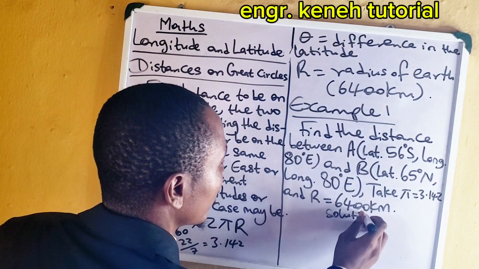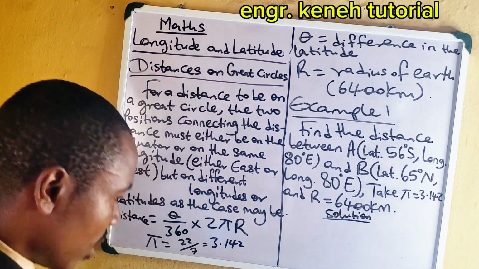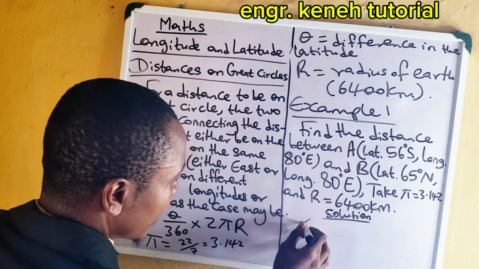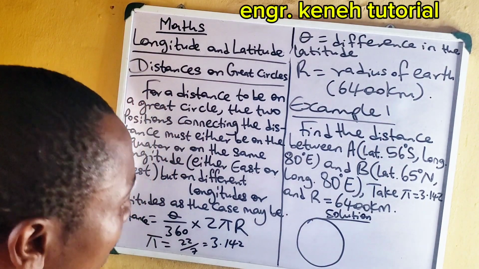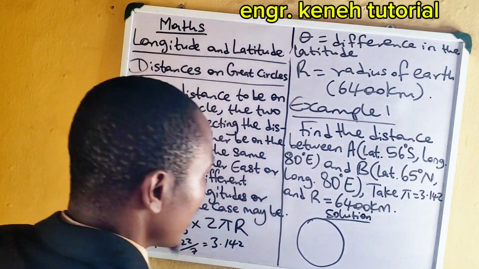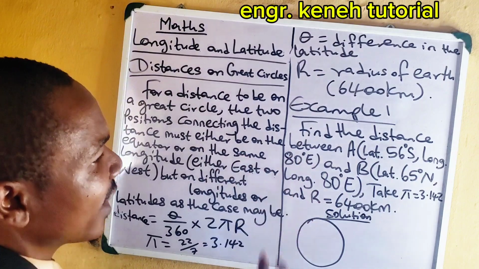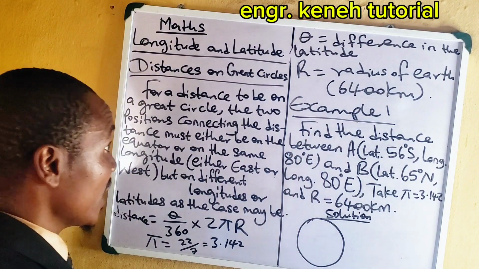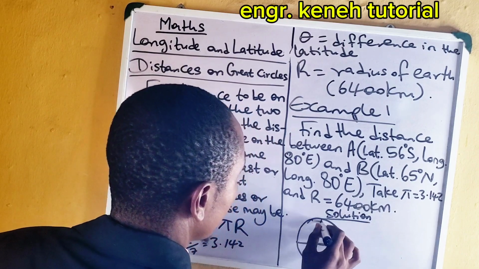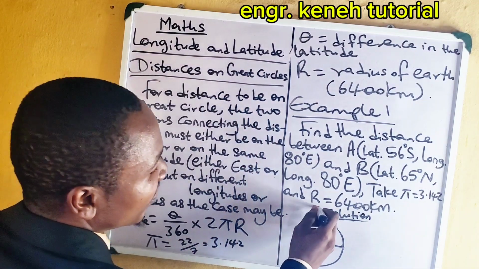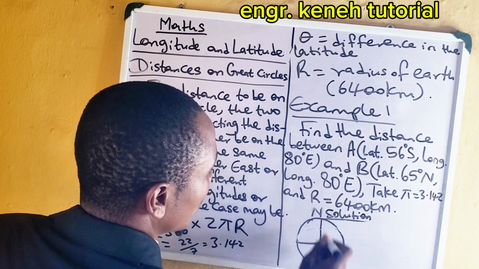So we have the solution. I will draw a small earth like this. Can you see it? Here we have point A. Point A says that the latitude is 56 degrees south. Look at the earth here. I have north here.